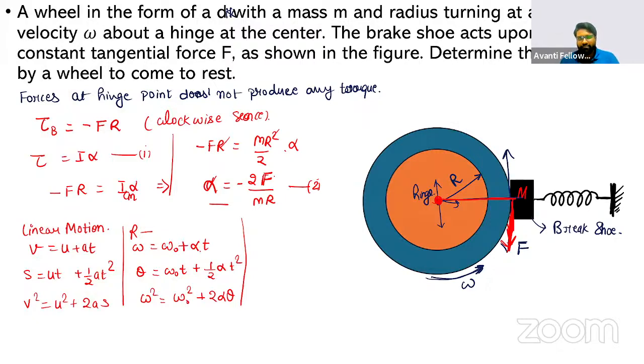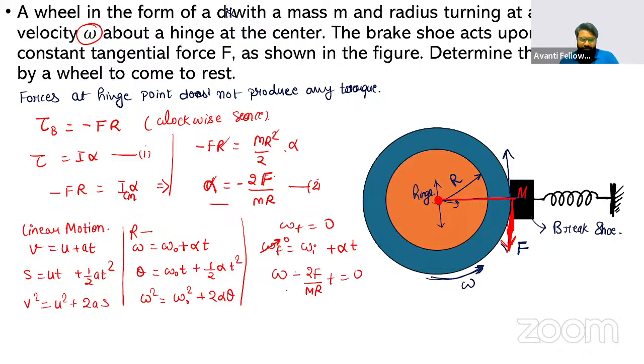Can we apply this? Yes, because we know that at the final the wheel will stop, so the final velocity of the wheel will become zero, omega final will become zero. So we can apply that omega final is equal to omega initial plus alpha into t. Now omega final is zero, omega initial is, let's say, omega, which is given to us. So it is omega minus alpha, whose value is minus 2f upon m into r into t.